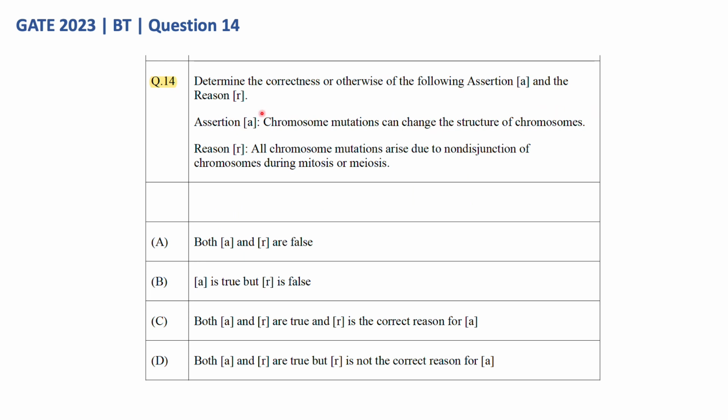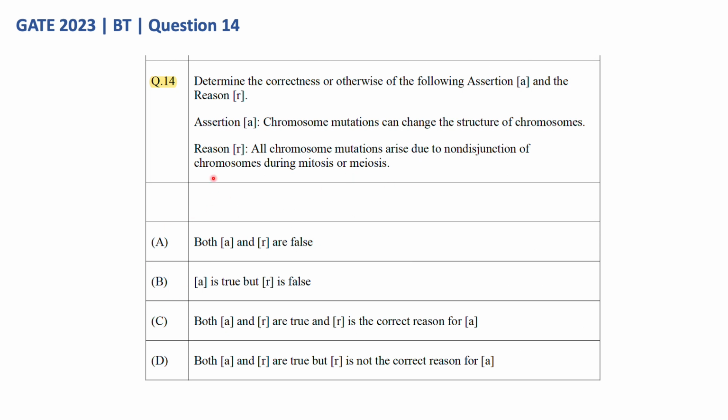In this video, we're going to look at question number 14 from the GATE Biotechnology 2023 paper. The question is, determine the correctness or otherwise of the following assertion A and the reason R. The assertion is that chromosome mutations can change the structure of chromosomes, and the reason R is that all chromosome mutations arise due to non-disjunction of chromosomes during mitosis or meiosis.